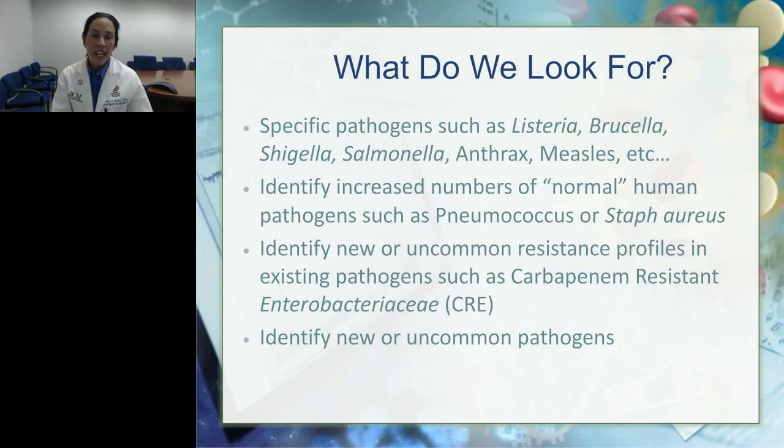We identify any uncommon resistance patterns or potentially new resistance patterns, and that's one of the things I alluded to earlier in terms of the CTX-Ms, ESBLs. Carbapenem-resistant Enterobacteriaceae are a great example of that. If we see this type of bug that we don't normally see in our population, we need to identify and communicate. And then also, obviously, the identification of any new or uncommon pathogen.